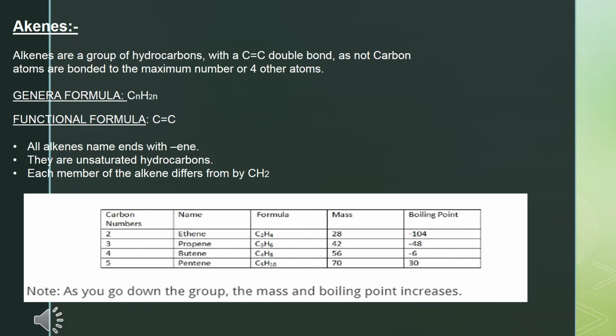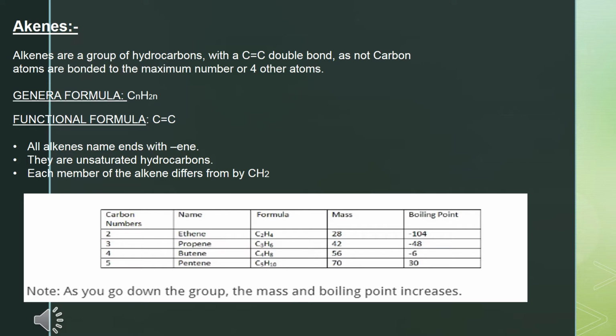The third point is that each member of the alkenes differs by CH2. As we have already studied the homologous series, I have given some examples. The number of carbons in ethene is 2, as you can see in the chart given below. In propene it is 3, in butene 4, in pentene 5, hexene 6, heptene 7, octene 8, nonene 9, decene 10. This is how it works.